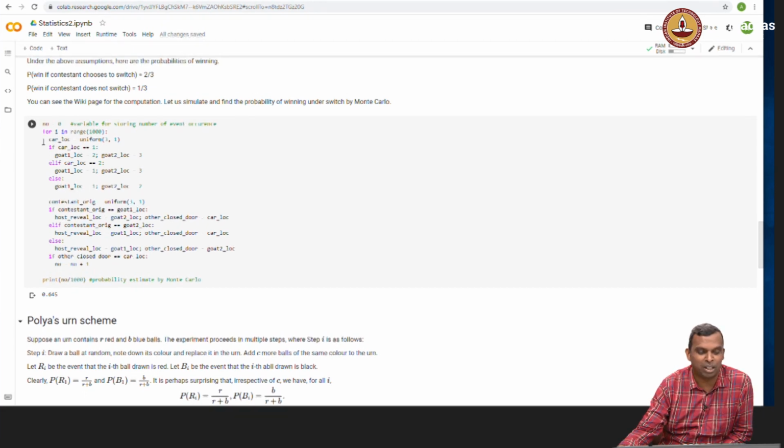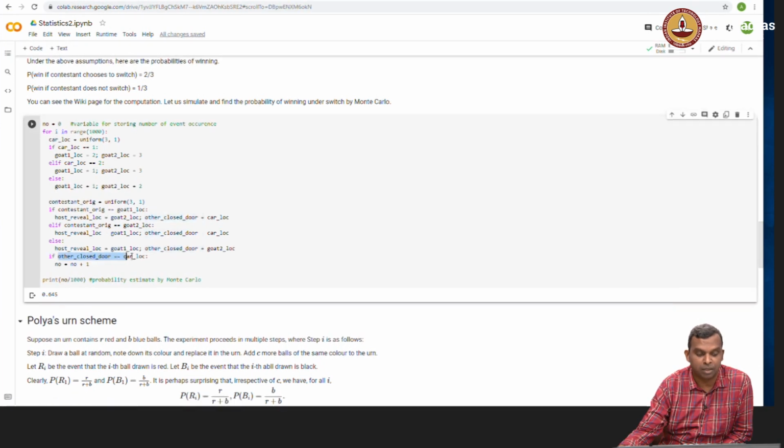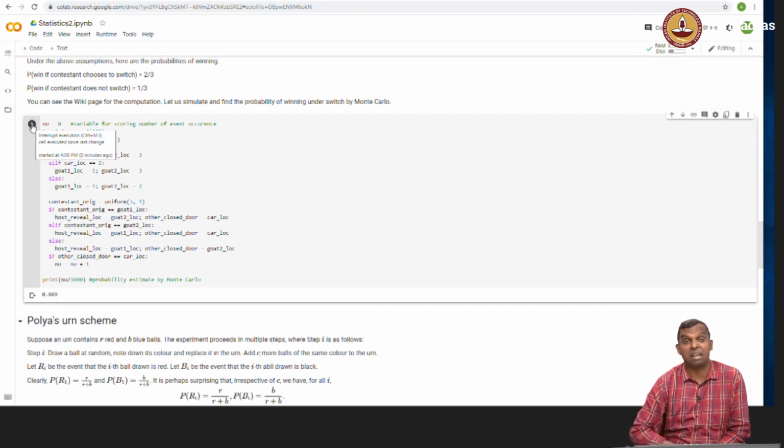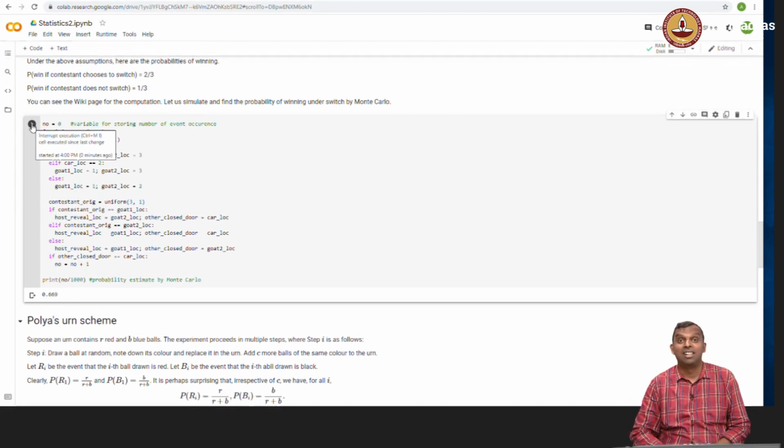You can see I'm doing a car location and fixing the goat 1 location, goat 2 location, and then the contestant's original choice is again uniform, and then I'm checking if it's a goat or not, and then finally I'm counting if the other closed door is equal to car location. So this is the case of success for switch, right? So if you check this, you'll get 0.669. Sure enough, the simulation bears out.